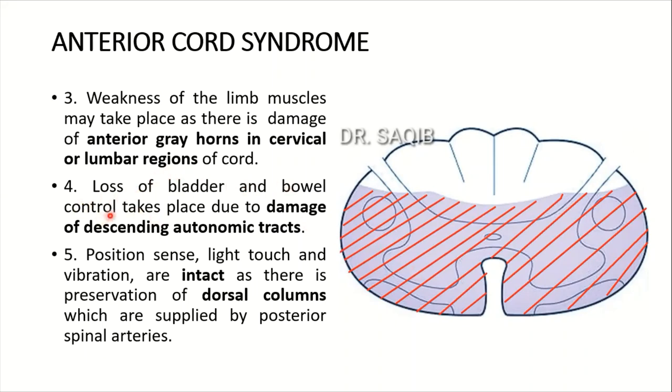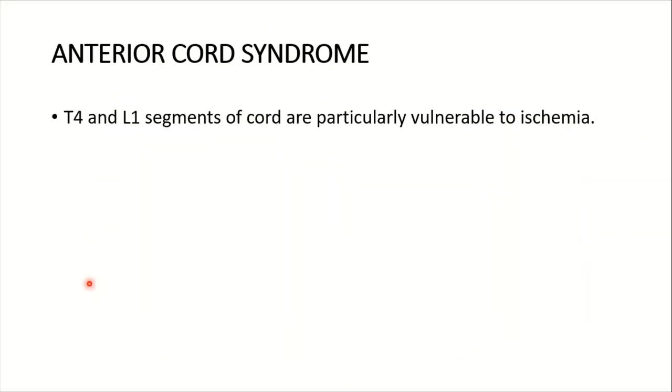Loss of bladder and bowel control takes place due to damage of the descending autonomic tracts. Position sense, light touch, and vibration are intact. Why? Because there is preservation of the dorsal columns, which are supplied by the posterior spinal arteries. You could see these are preserved. This is the dorsal column medial lemniscus system, which is preserved, so these sensations, position sense, light touch, and vibration, would be intact. These were the signs and symptoms.